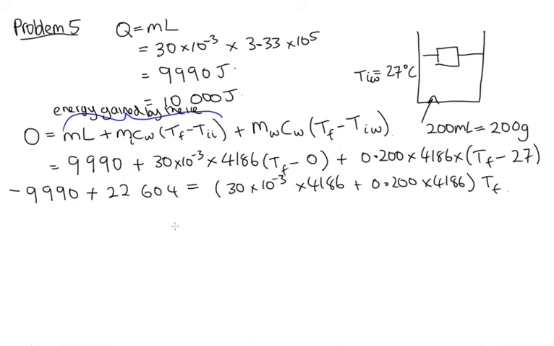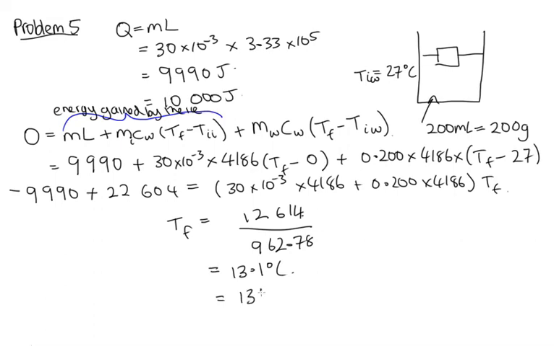And so we can rearrange this. TF is equal to this side, which is 12,614, over the term in this brackets, which when you put it into the calculator, you get 962.78. So solving this on the calculator, we get 13.1 degrees C, but we should give our answer to two significant figures, so that's 13 degrees C.